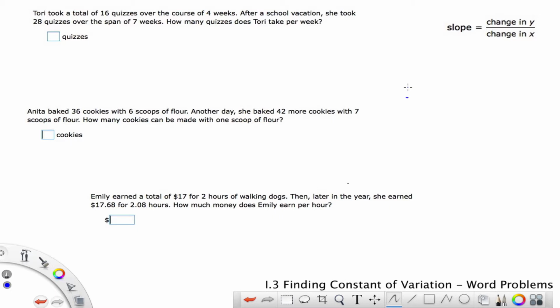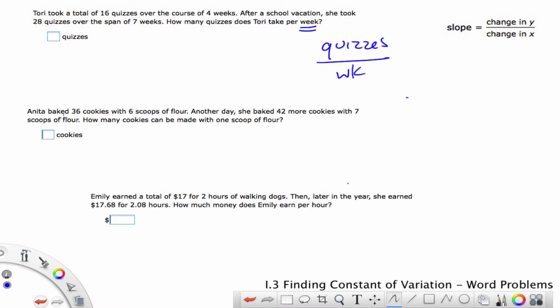So in this case, what we're going to be doing is using this formula again, the change in y divided by the change in x, and that's going to help us figure out how many per week. So this per whatever this is, that's going to be what's on the bottom. So in this case, we have quizzes per week. So the number of quizzes will be our y, the weeks will be our x.